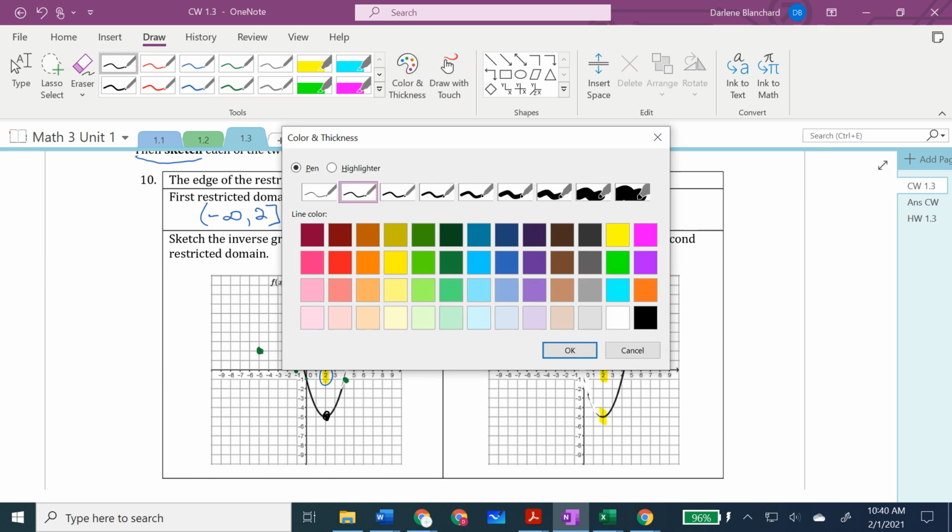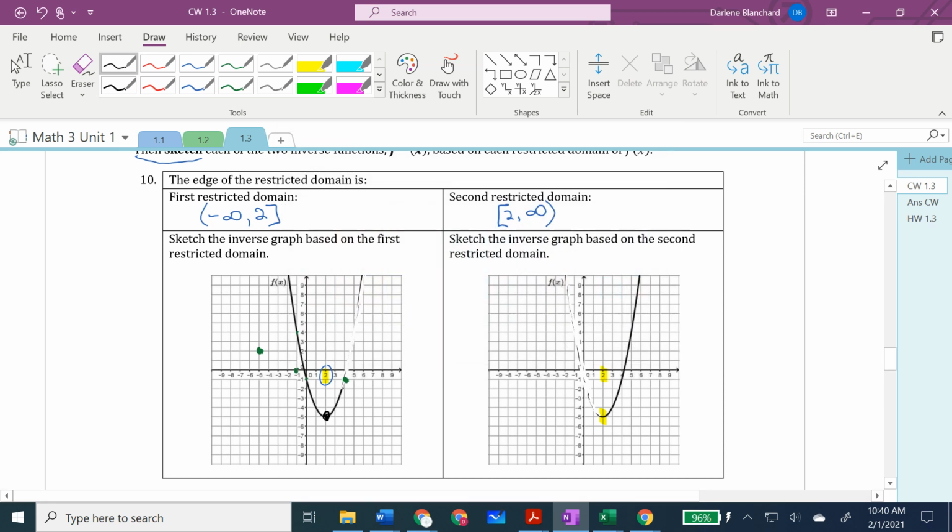Okay, we are now 10 minutes left in class. And I just did not change the color. Trying to get rid of that.